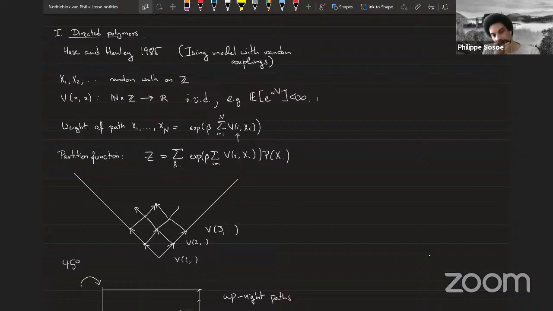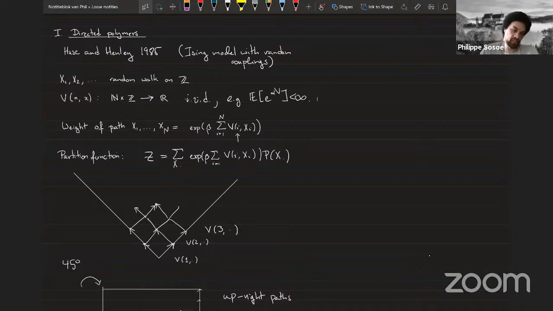To model this, we can do the following. We can give ourselves a random walk. A directed polymer model will be a Gibbs measure on paths of length n. You can think of starting with a simple random walk on Z, and then adding a field of IID random variables that have two indices. One is n, which we'll think of as time, and the other is a spatial index, which is an integer. These potentials, V, are IID, so they're going to be random, and we're going to take them to have high moments in this case.